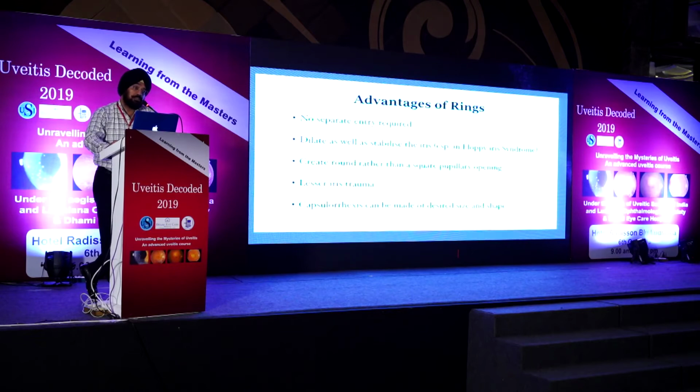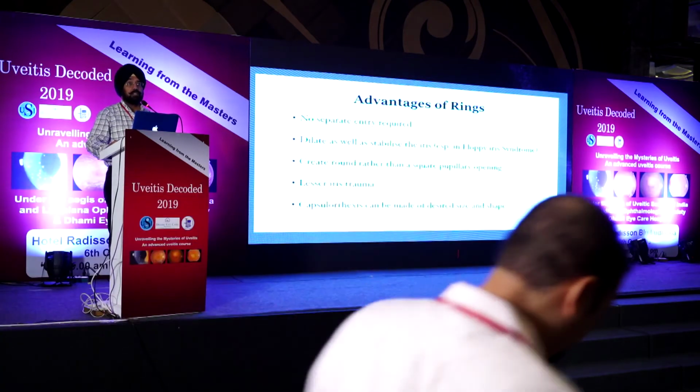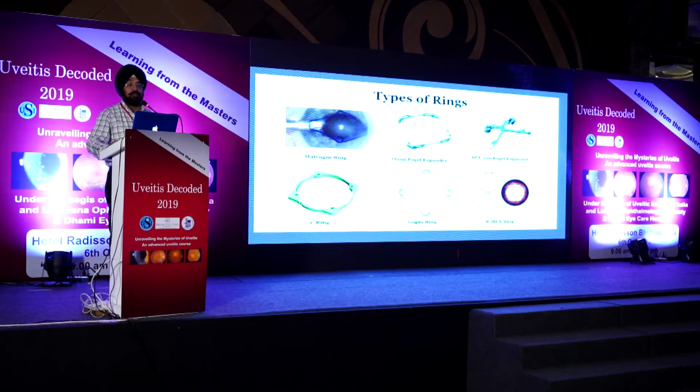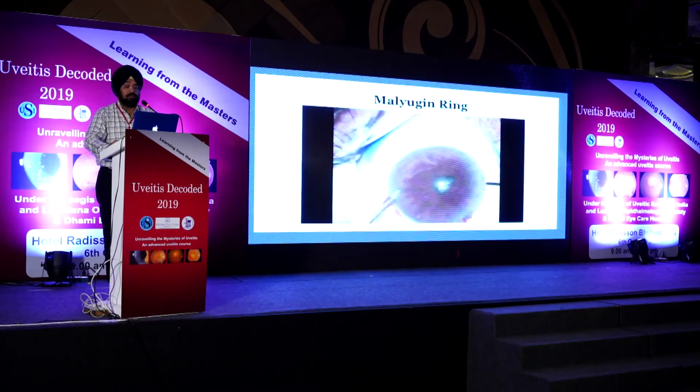And these become the advantages of rings. They do not need any separate entry. They dilate as well as stabilize and create a round rather than square pupillary opening and lesser trauma to the iris comparatively. And we can make the rhexis of our desire. These are the various types of rings that are available, starting with Mulligan, eye ring, Gupta ring, expanders, Hexa ring.